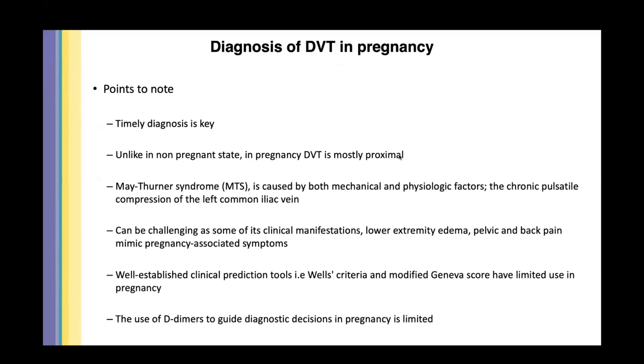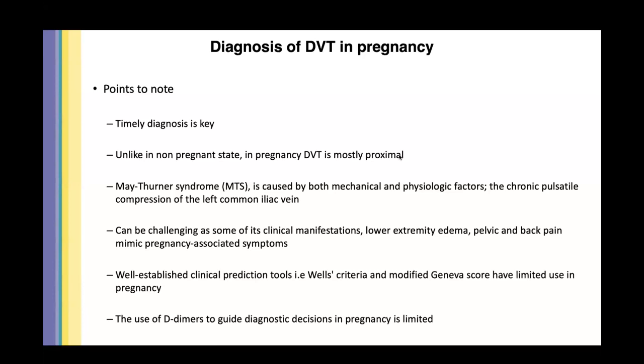So how do you make the diagnosis? I'm not going to repeat what we all know, but I want us to note some important points. It is worse to miss a diagnosis of DVT or venous thromboembolic disease in a patient, because when you miss this, the outcome is likely to be a fatality. Unlike in the non-pregnant state, where DVT would be mostly in the calf, in pregnancy you get most of the DVT in the proximal vasculature, the femoral vessels, and sometimes they are very difficult to assess.